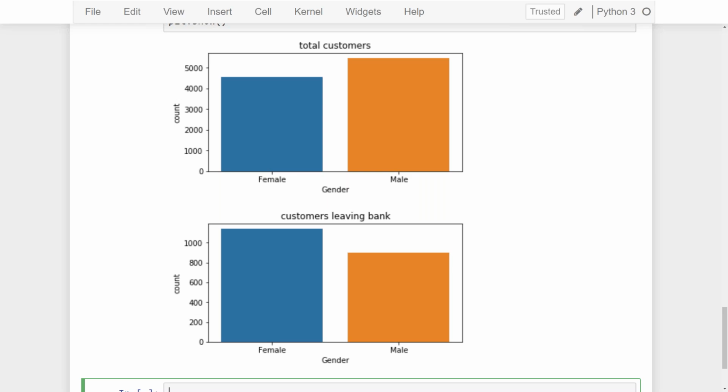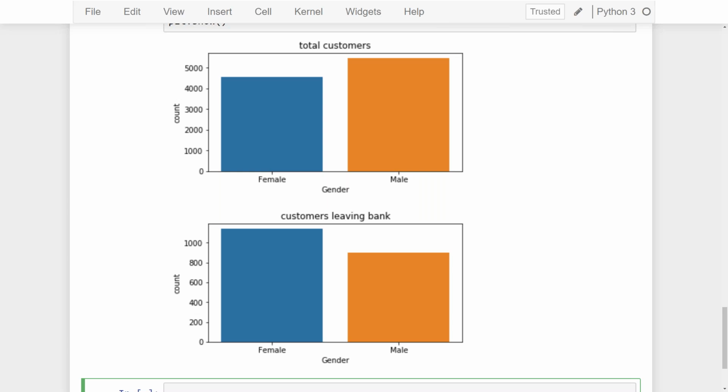Okay, so looks like there were more than 5,000 males in total customers, but the males leaving the bank are fewer, and there were fewer females, but among the customers leaving the bank, there are more females, right? So can we say females have a higher dropping rate here? Okay, I hope all of you agree with that. I hope you agree, Deepak. Females have a higher dropping rate as well, right? So here we can see that females have a higher dropping rate.